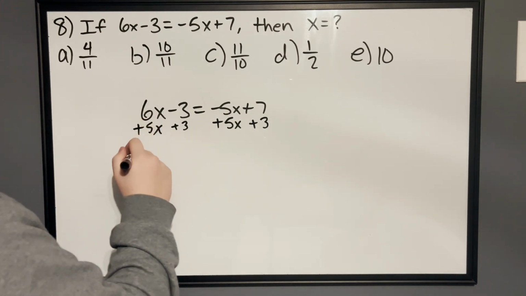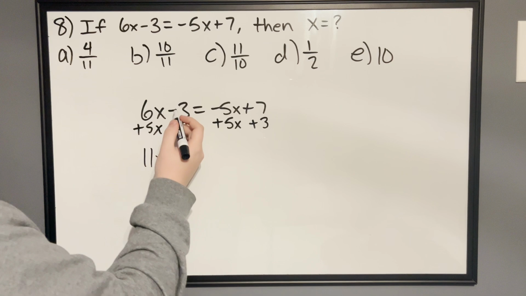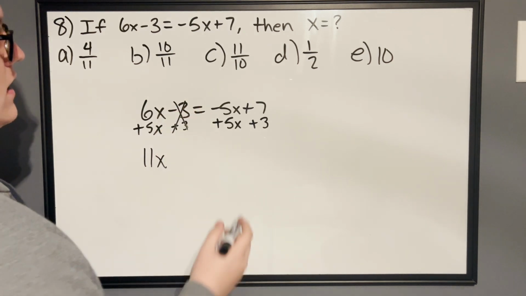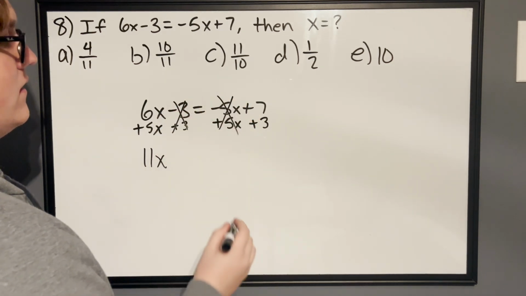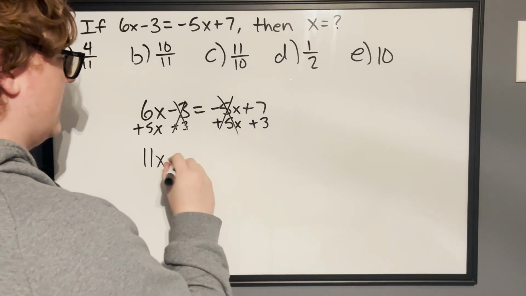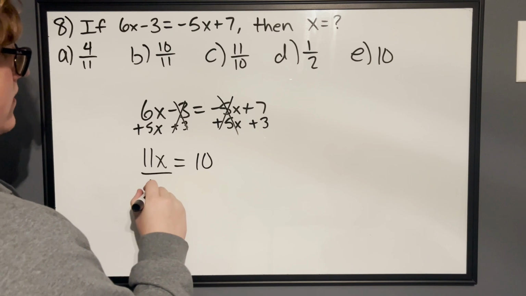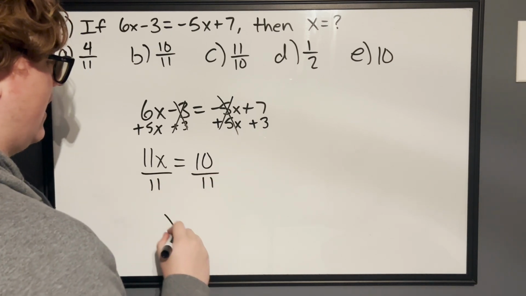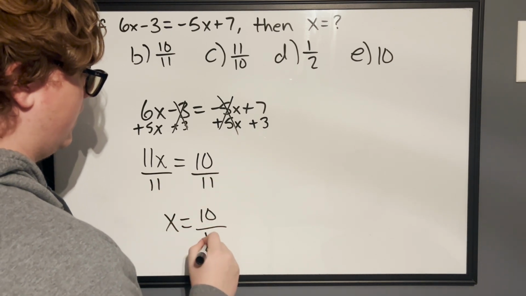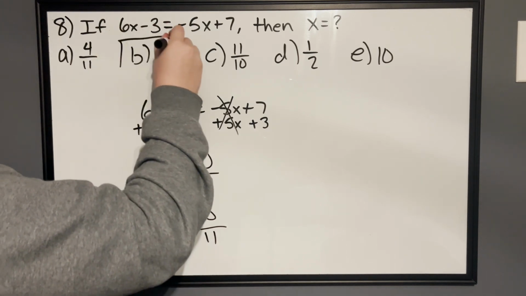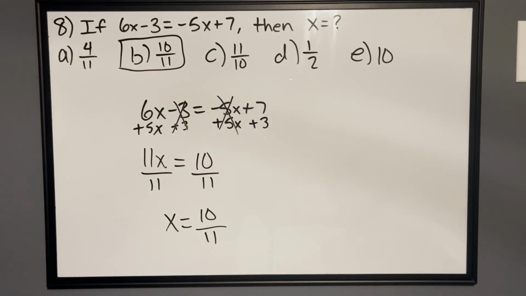So 6x plus 5x is 11x. The minus 3 and 3 will cancel out. Negative 5x and 5x will cancel out. And 7 plus 3 equals 10. So 11x is equal to 10. And now to solve for x, all we do is divide by 11. So x is equal to 10 over 11. So our answer is going to be B for this question. So let's move on to question number 9.